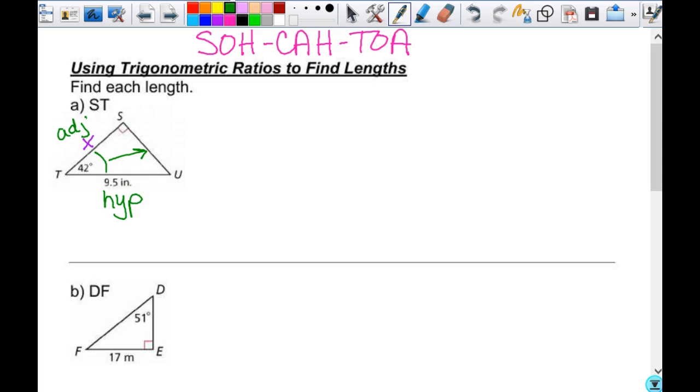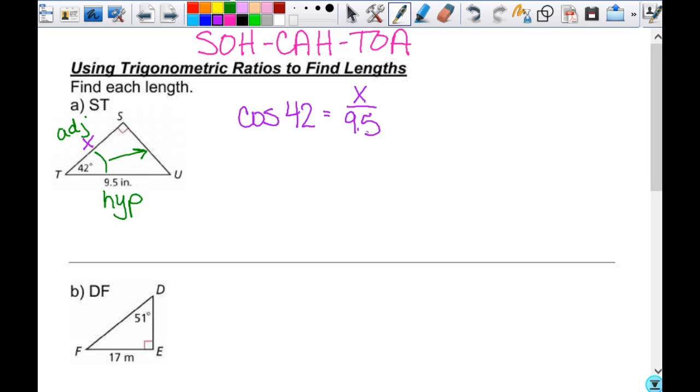So then which ratio uses adjacent and hypotenuse? Cosine, right? Adjacent and hypotenuse is cosine. So what do I take the cosine of? 42. So always have an angle. That's equal to the adjacent, which is x, over the hypotenuse, which is 9.5. You never, ever touch the calculator at this point. Okay? I don't care what the cosine of 42 is. Makes absolutely no sense to type that in right here.